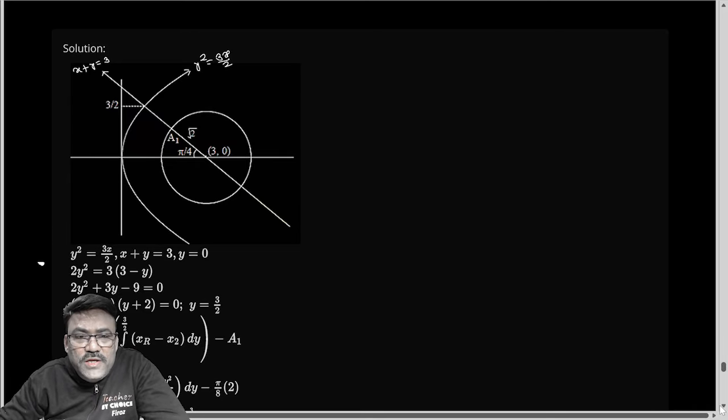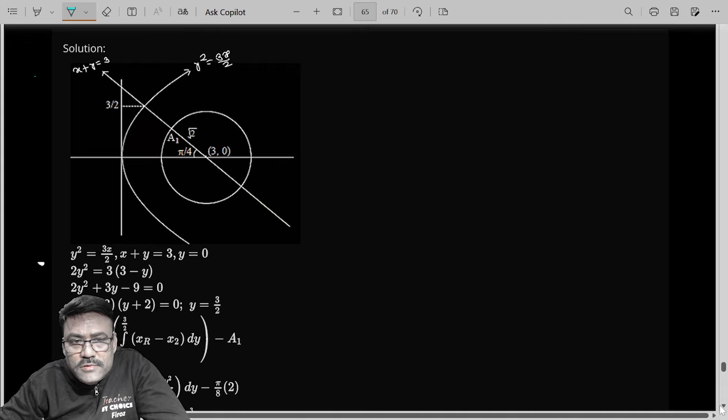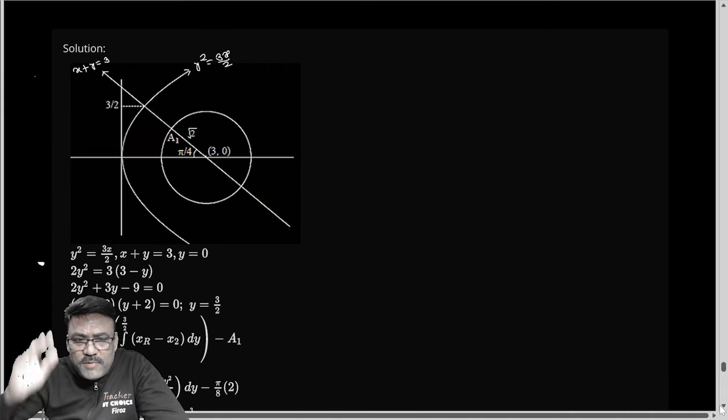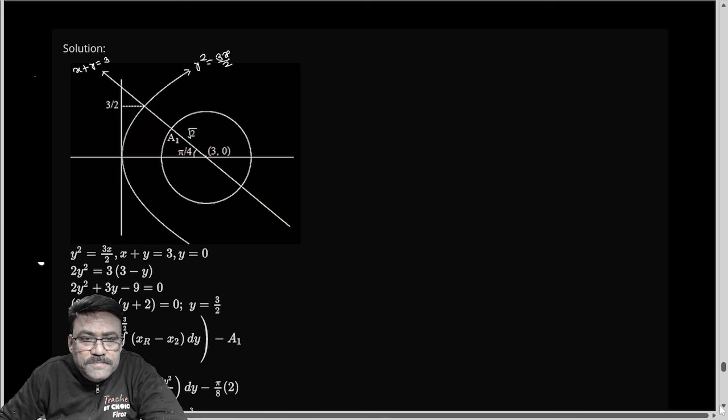Now we need the area inside the parabola, below this line, x plus y is less than or equal to 3, which means below this line, but y is greater than or equal to 0, and outside the circle. So basically I need this area, this shaded part.